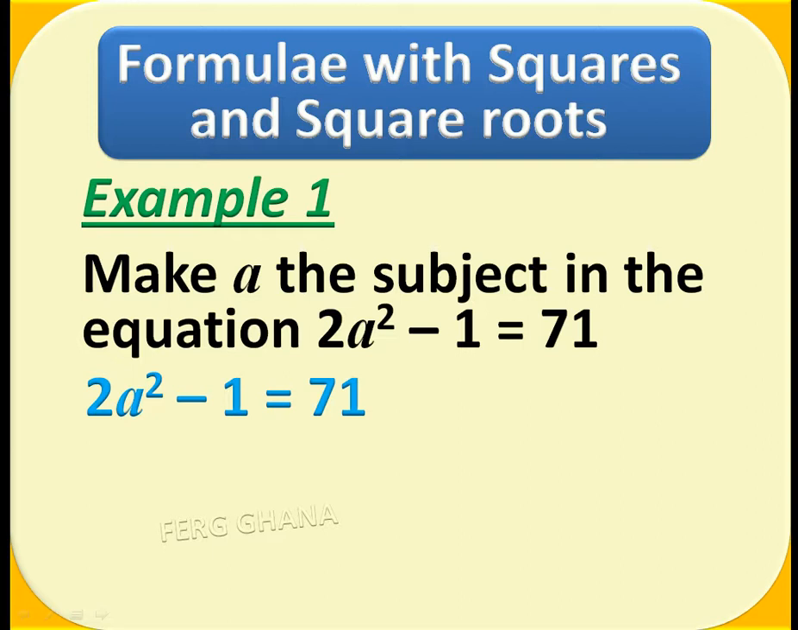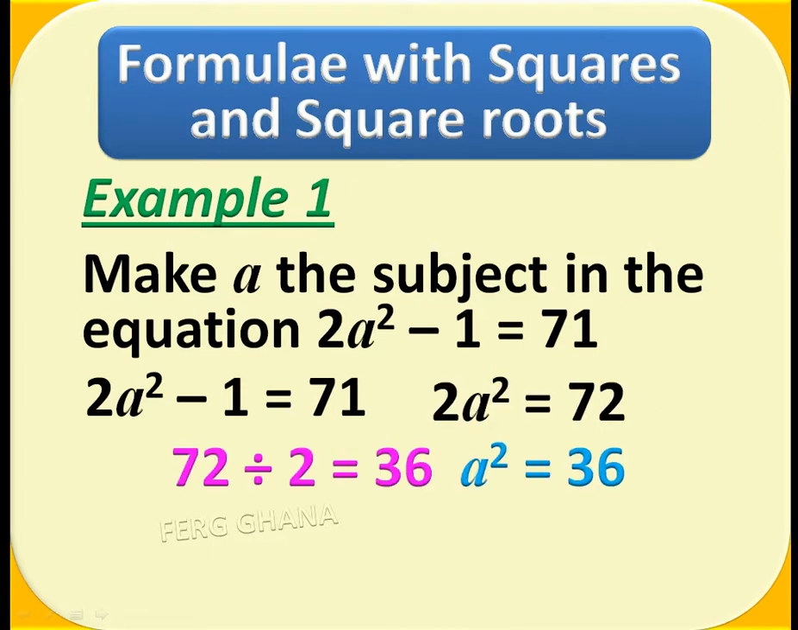By the law of inverse, we have to add 1 to the 71 because 1 is subtracting. So we have 2a squared equals 72. Using the same inverse, we have 2 multiplying a squared, so 2 has to move and divide 72, and that gives us 36. So, we have a squared equals 36.